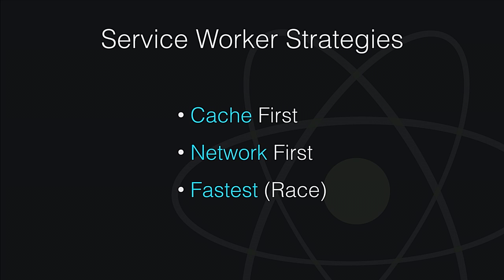Fastest is my favorite strategy, which is essentially a race between the cache and network. Now, this might seem kind of weird to do, like why would you even race between a cache on local and network? But mind you, on some low-end devices, disk I/O can be actually slower than responding from a Wi-Fi network.